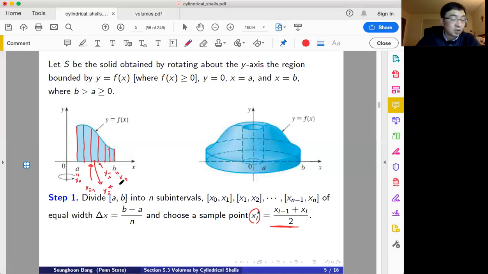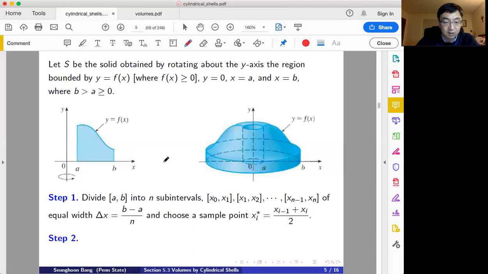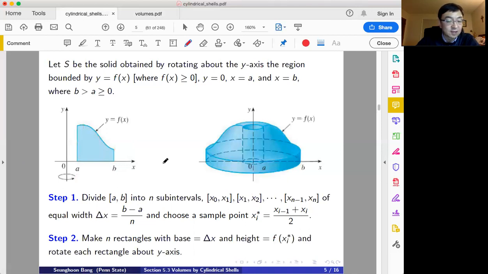The next step: you can make a rectangle here. Make n rectangles with base delta x and height f of xi star, and rotate each rectangle about the y-axis. So what does it mean? As I said before, we have xi minus 1, xi, and choose the midpoint xi star. How can you make the rectangle? You have to use xi star. This is the function value f of xi star. This is the height, and we make the rectangle.